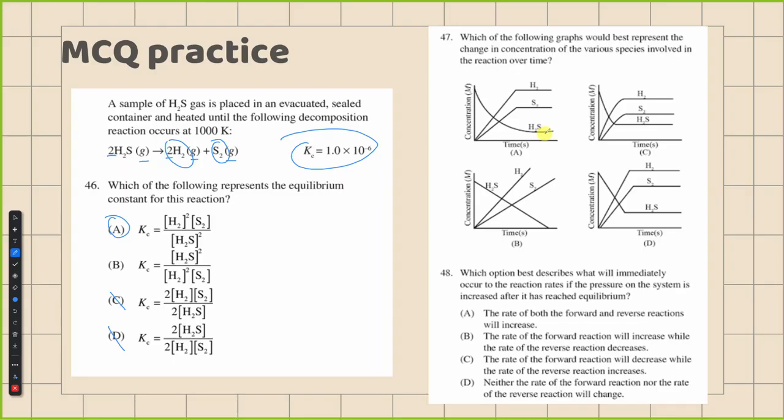Oh, here's some Le Chatelier graphs. Let's see. Which line graph would best represent the change in concentration as it evolved over time? Okay, so K is less than 1. Let's see here. They're all starting with H2S. So H2S is fine, but it is the reactant.